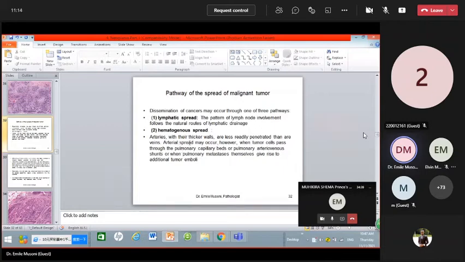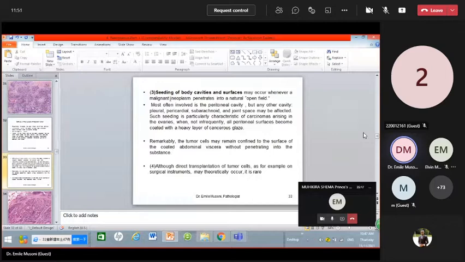They say arterial spread may occur, however, when the tumor cells pass through the pulmonary capillary bed or a pulmonary arteriovenous shunt, or when the pulmonary metastases themselves give rise to additional tumor emboli. Most of the time, metastases are found in the lung because of the drainage of the blood in the lung. This is why the most common metastases are found in the pulmonary tissue.